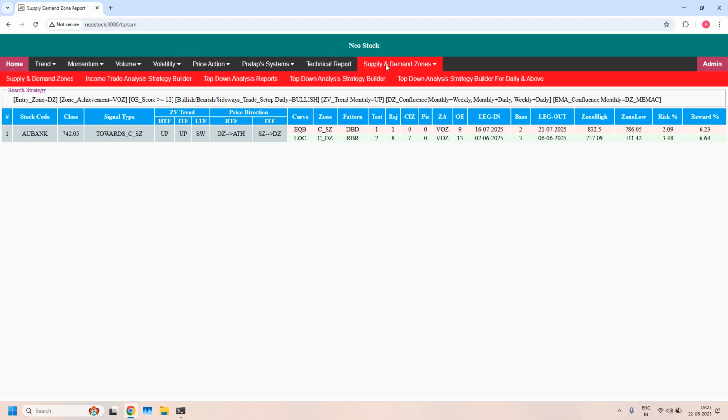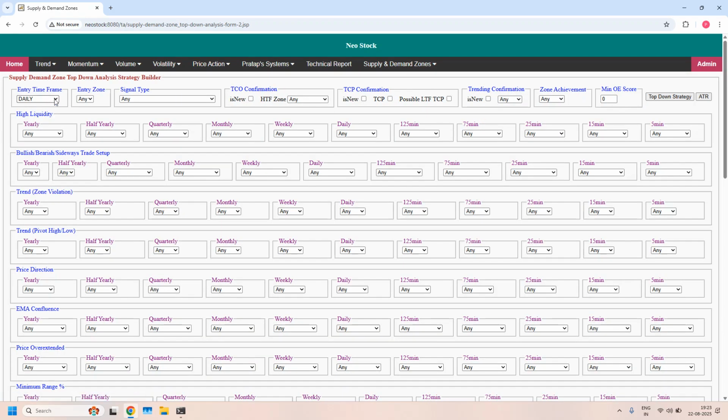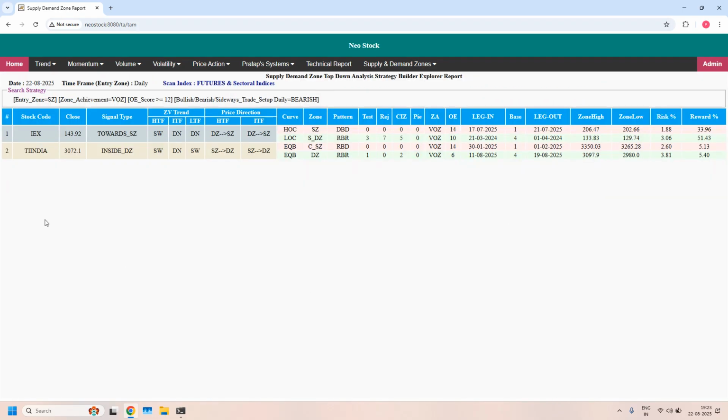Next, bearish trade setup for monthly income trade. Entry time frame daily, entry zone supply zone, here bullish or bearish. At the daily time frame, I am selecting bearish. Zone achievement violated opposing zone, minimum odd enhancer score 12. Now let's filter. We got 2 stocks. Monthly income trade, bearish trade setup.